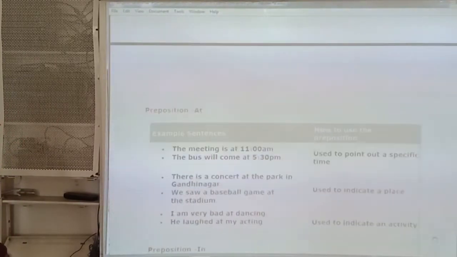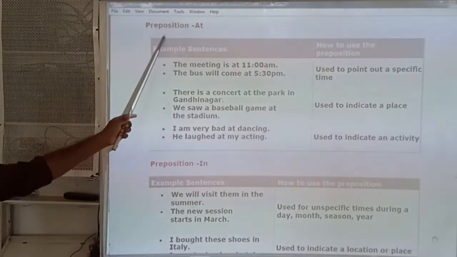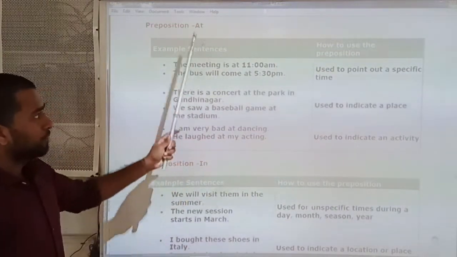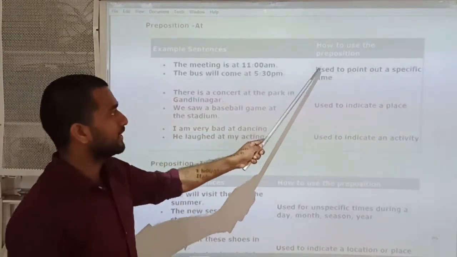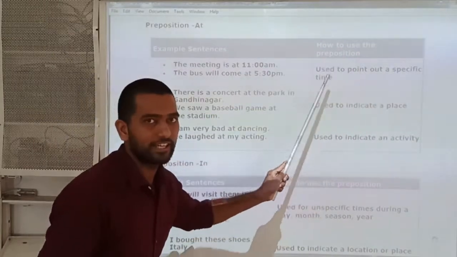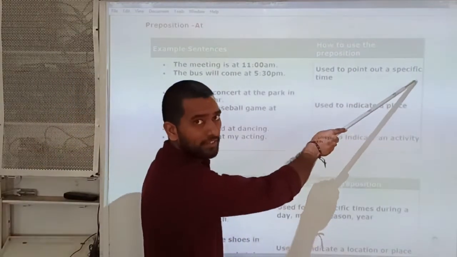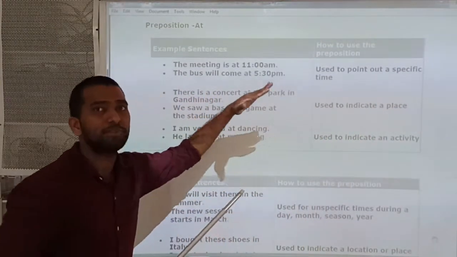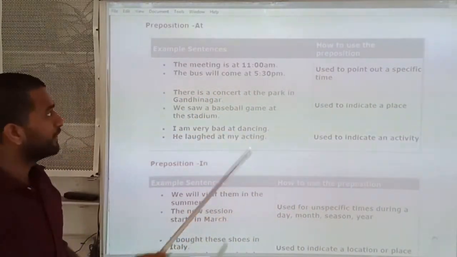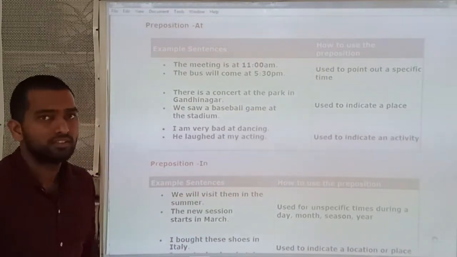Next, second preposition, second type is at. So preposition at, the first use, it is used to point out a specific time. See, look at this word specific. So when there is a specific time mentioned, then we use the preposition at.